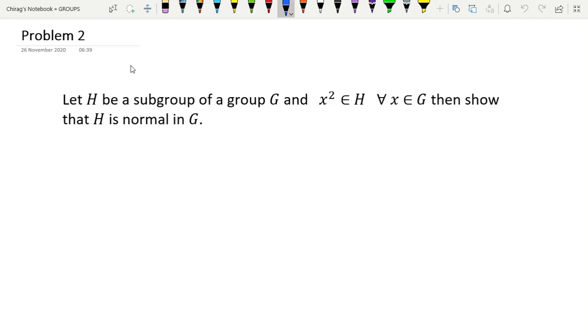Okay, let us solve the second problem. Let H be a subgroup of a group G and x square belongs to H for all x belongs to G. Then show that H is normal in G. Okay, proof.